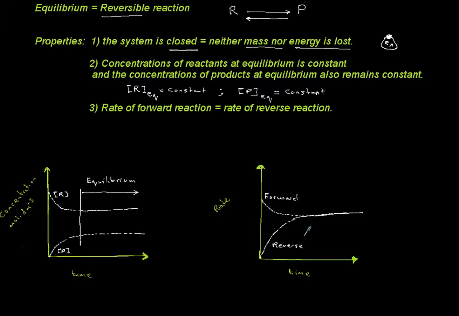Now the moment they converge is the moment that you can also say is equilibrium, and it's the same moment in time as for the concentration. So this is also equilibrium. So equilibrium is a reversible reaction. Equilibrium is dynamic. The system has to be closed. By closed we mean mass and energy should not be lost. Concentrations of reactants and products at equilibrium are constant, not equal to each other.